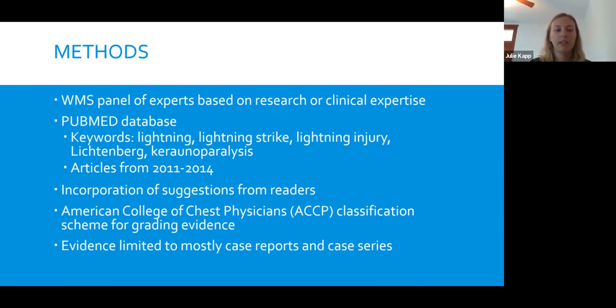They've continued using the American College of Chest Physicians classification scheme for grading evidence, which I'll talk a little bit more about as we move along. And I'll talk about this more too, but evidence is pretty limited for lightning injuries because it's mostly just case reports and case series that have been published.